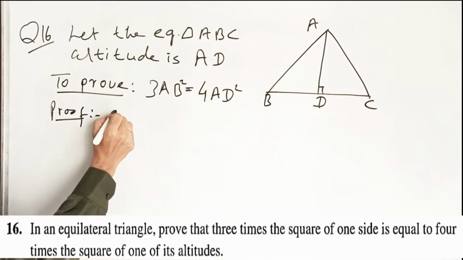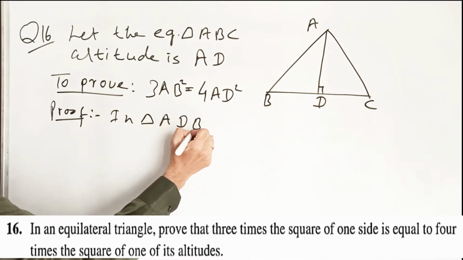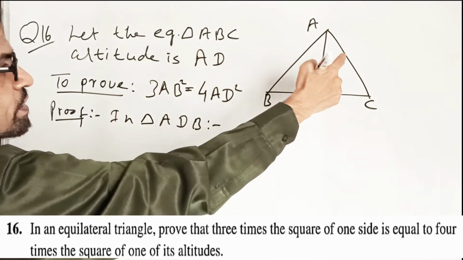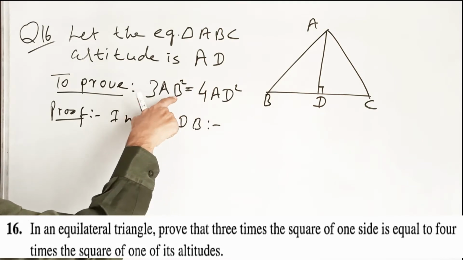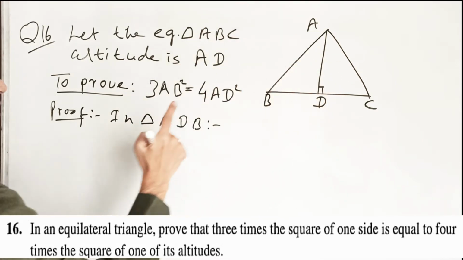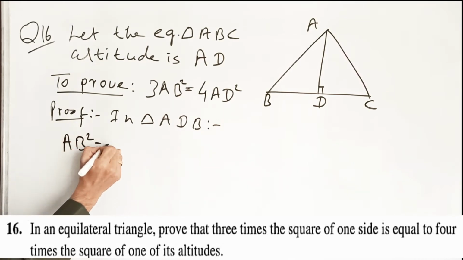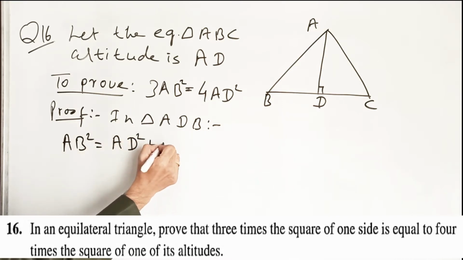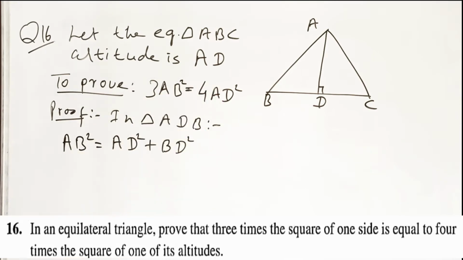So in triangle ADB, we are taking triangle ADB. We can take the other one, but we are not taking it, because in the proof we see that AB is required, not AC. So we are taking this triangle and using the Pythagoras theorem: AB square is equal to AD square plus BD square.